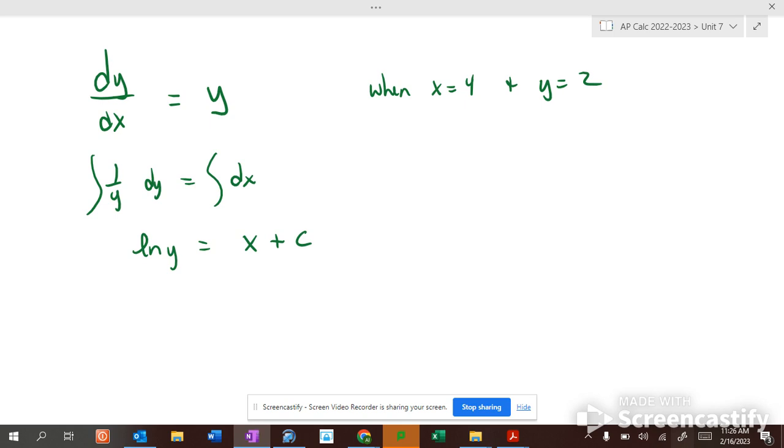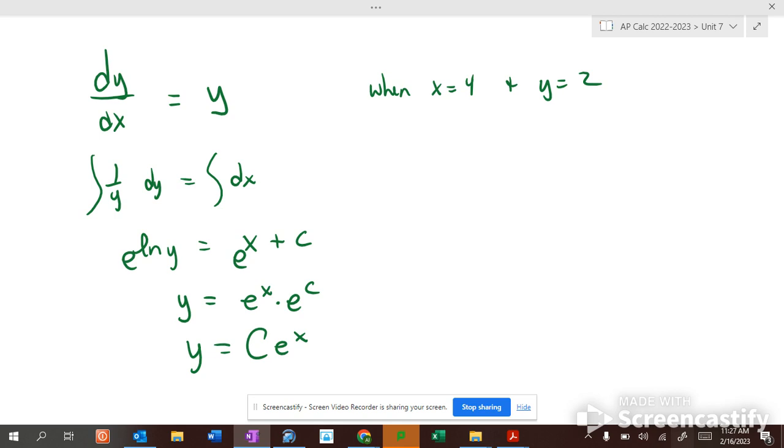Okay, plug in the numbers. Well, no, let's e both sides first. So if we e the ln of y, we get y. So it's e to the x times e to the c, because x plus c is the same as e to the x times e to the c. What's e to the c? It's c, so it's c e to the x.